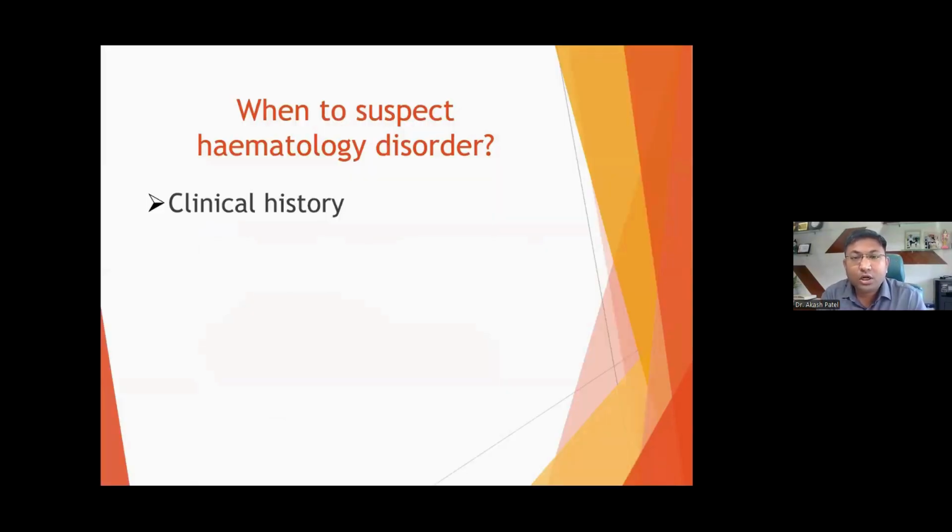So first of all, we should know when to suspect hematological disease. The utmost important thing is clinical history. In any case, whether we talk about hematology or any other medical field, the history is utmost important in each and every case.